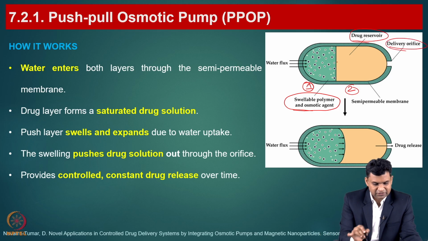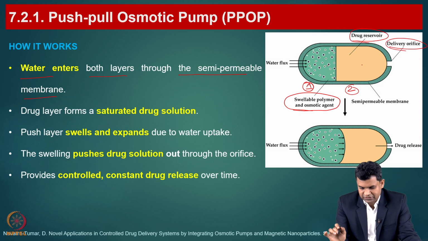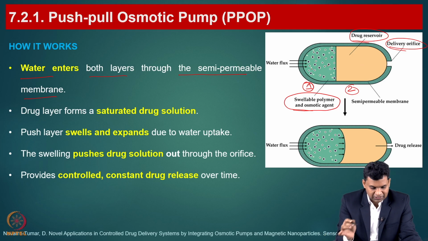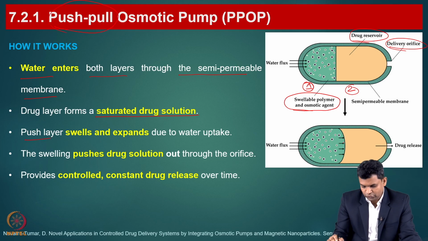So, once it is given into the body, water enters both layers through the semi permeable membrane, from this and also this. After that the drug layer forms a saturated drug solution, and the push layer, so now you can see push pull. Once the water has entered the osmogenic area, the swellable polymer also swells, which creates the pressure that will push the drug chamber. So, with that the drug will release.